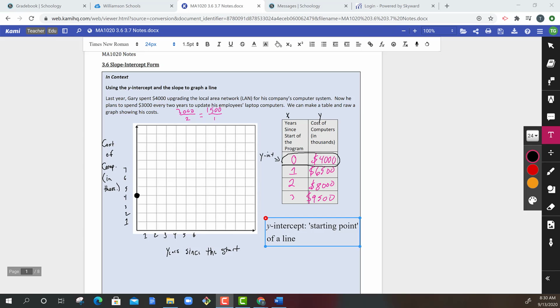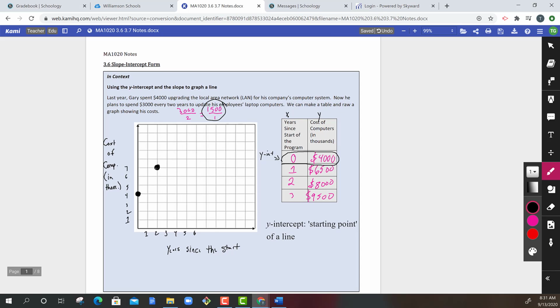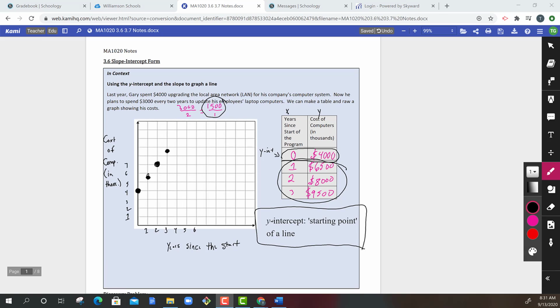using the slope, which was either up 3,000 over 2, or we can go up 1,500, so that's up 1.5 units and over 1. Or we could just look at these table of values that we came up with and graph those 3 points. But the big thing here is the y-intercept is often the starting point of a line, especially when we're dealing with application problems.